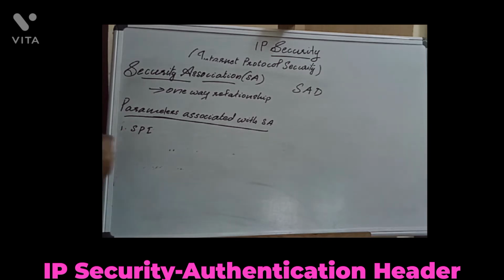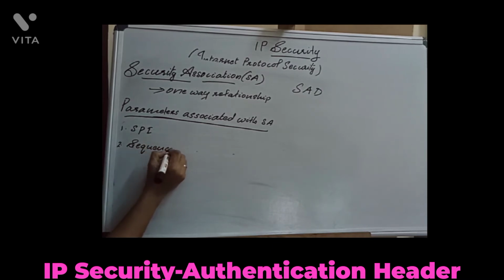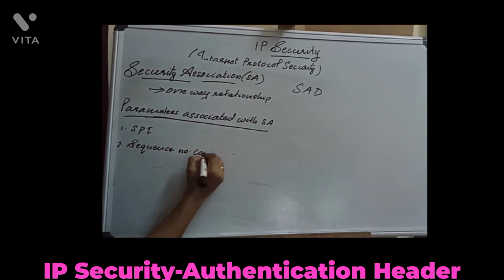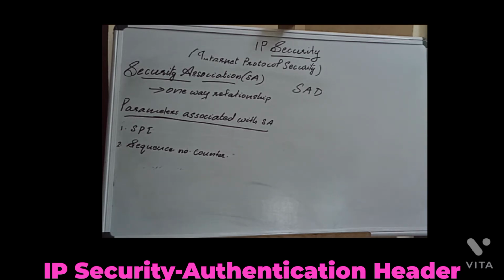Next one is the sequence number counter. The second parameter associated with security association is the sequence number counter. In any network communication, the messages will be divided into different packets. The whole message is divided into different segments, packets. Then a unique number is given to each packet.